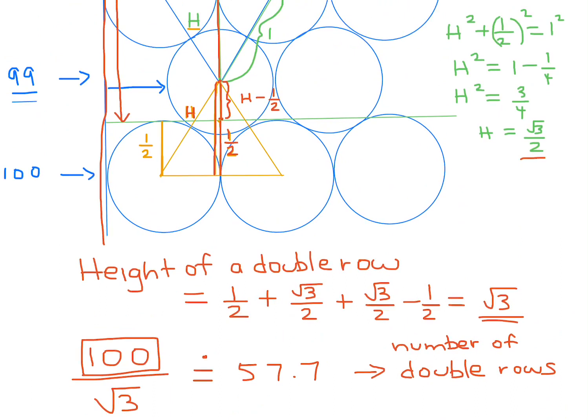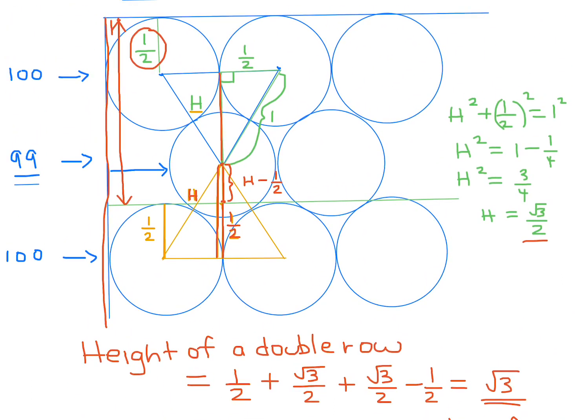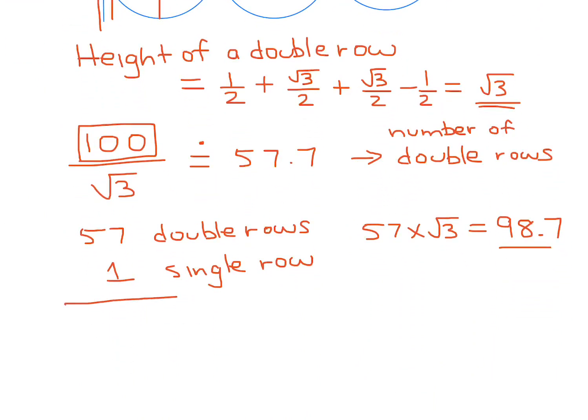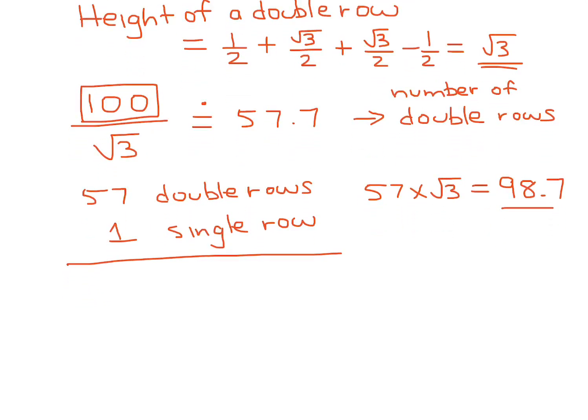All right? So you understand what's happening. We've got a whole bunch of double rows here. And then we've got one final single row, which would be basically a height of 1, because that's the diameter of the circles. So this is the total. That's the total number of rows, 57 double rows and one single row. Now we come to the most important part, which I stressed earlier, is that we have to know exactly how many circles are in each row.